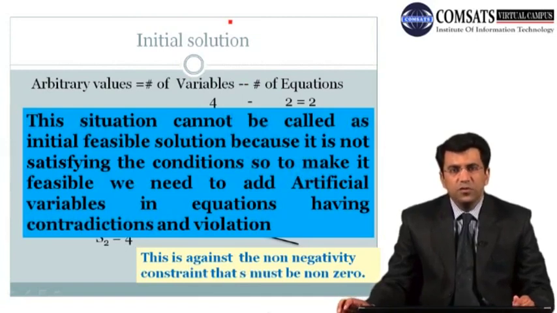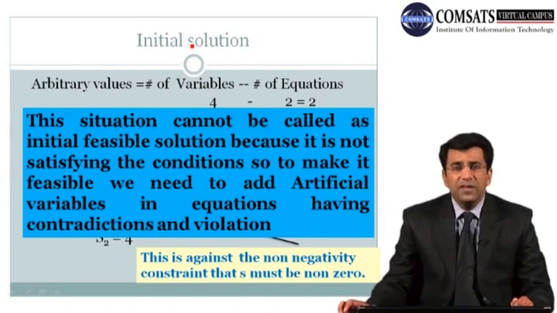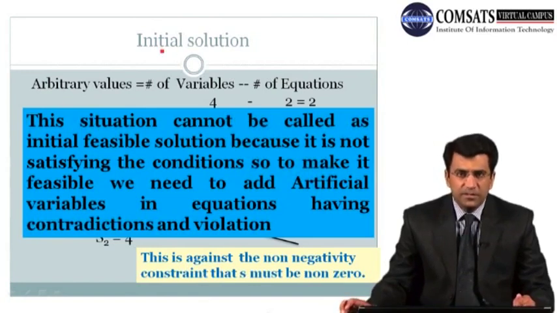So the first point is that we do not have a feasible solution because of this contradiction, and because of this violation of the basic mathematical rules, because it is not satisfying the conditions. So to make it feasible, we need to add artificial variables in equations having the contradictions and the violations. So class, whenever we have this sort of contradiction and violation, in order to solve this particular situation, we'll have to introduce artificial variables.